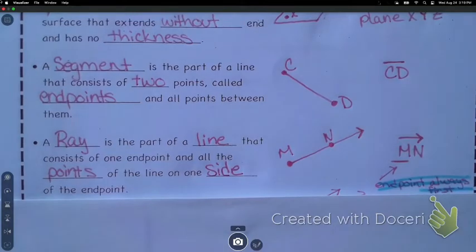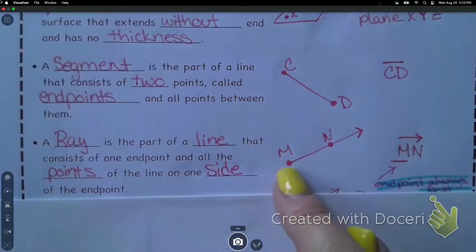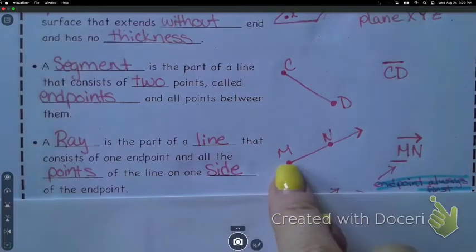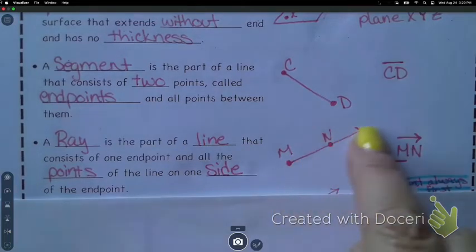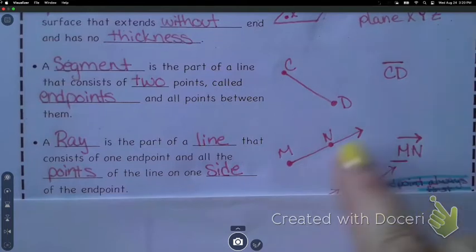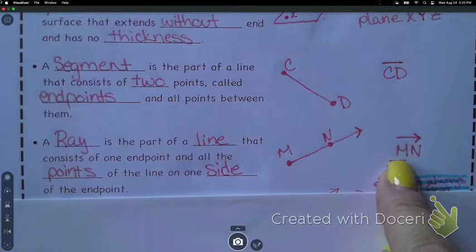I wonder how many of them wrote it wrong. Side of the endpoint. So here's my ray. It starts at where? M, and extends forever, correct? Yeah. In one direction. So this is how you draw it. This is how you write it. And you put a little what above it.